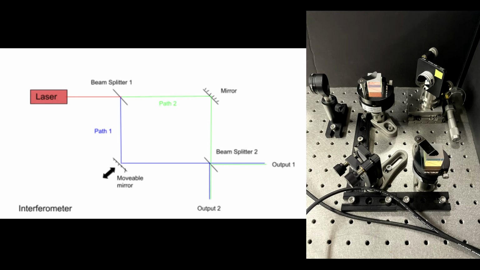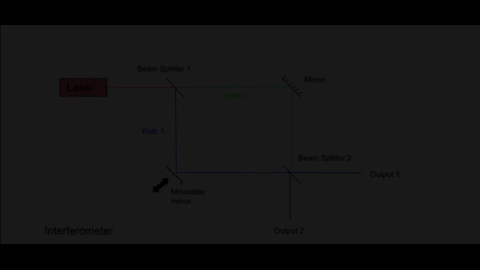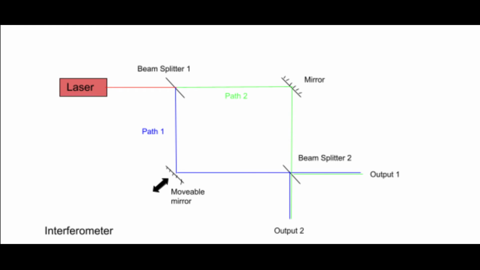For interference to happen, 2 things are necessary. Firstly, the 2 beams must be aligned, which means that at the outputs of the second beam splitter, the beams must be coincident. This can be achieved by adjusting the angle of the mirrors and the beam splitter.